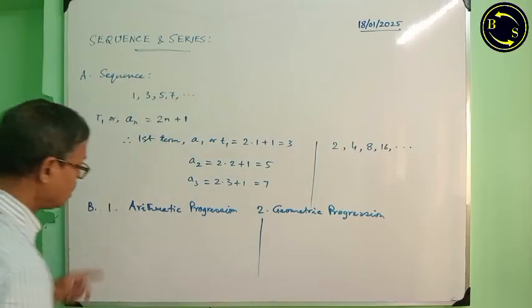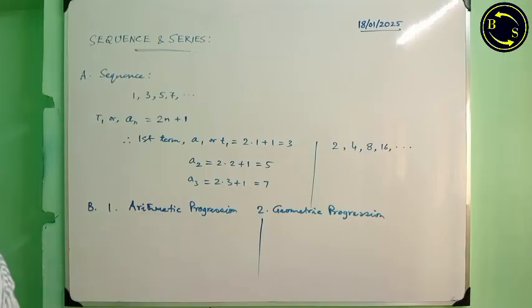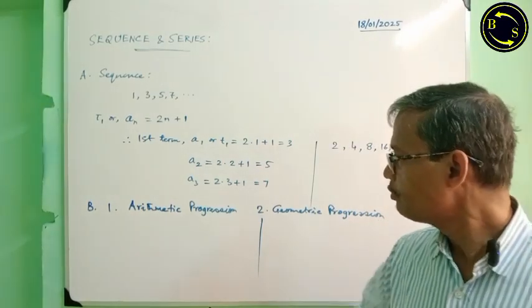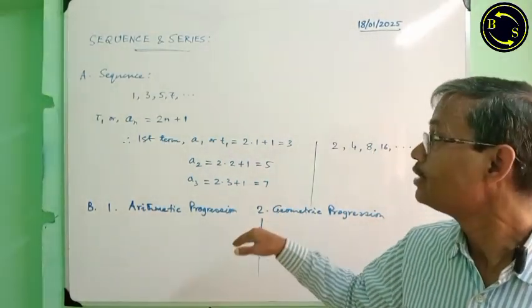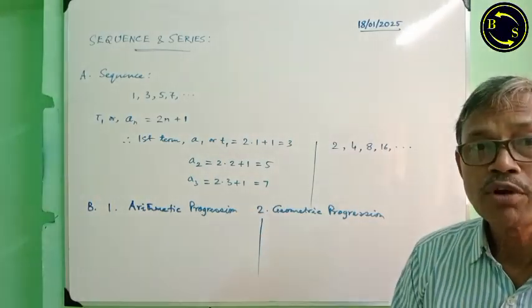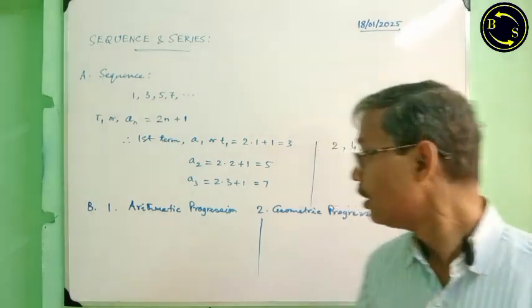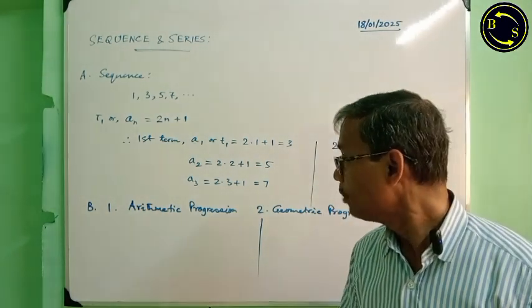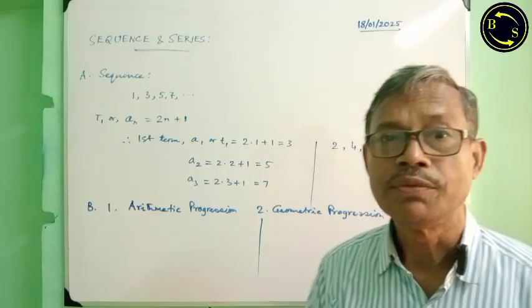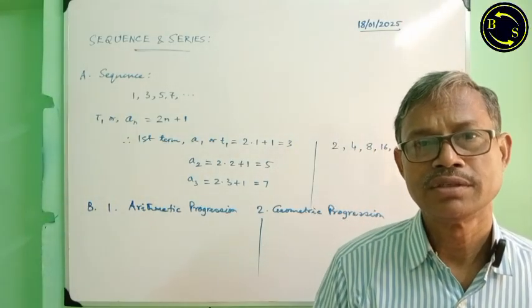Already I have discussed arithmetic progression. First, arithmetic progression, I have already taken an example and discussed. In the case of arithmetic progression, numbers or terms are in the pattern that the difference of 2 successive terms is always constant.